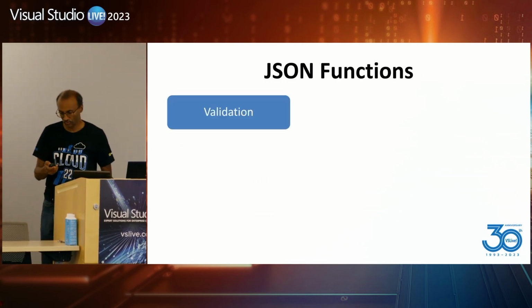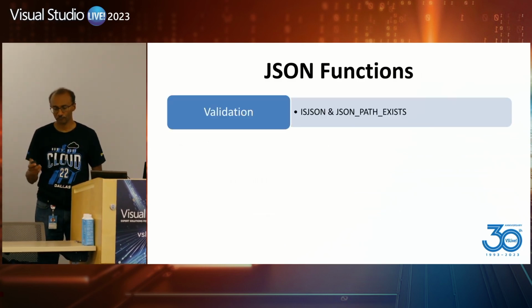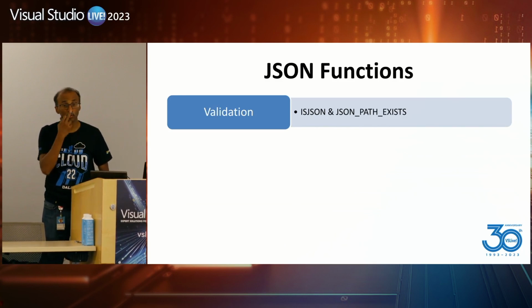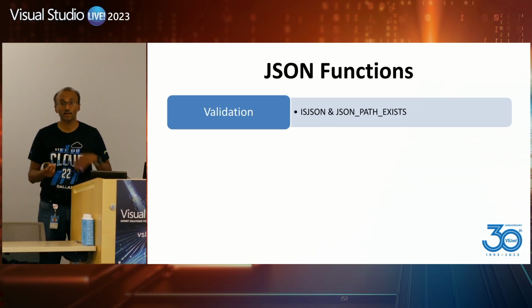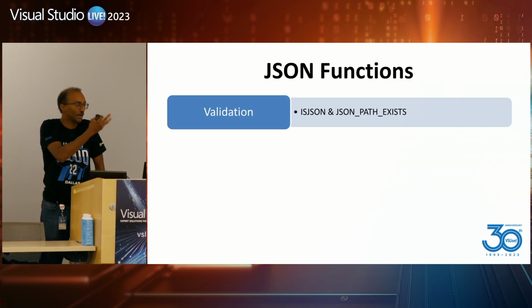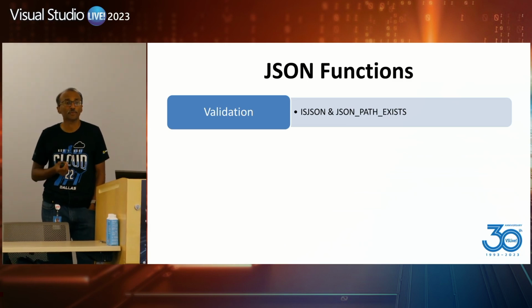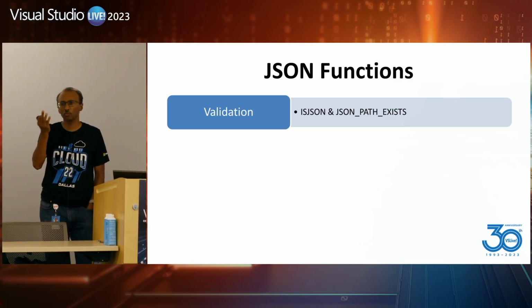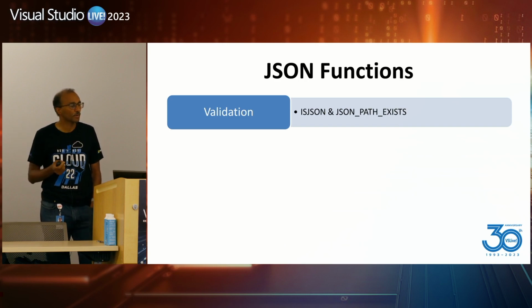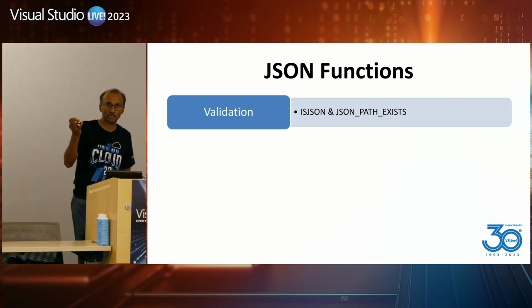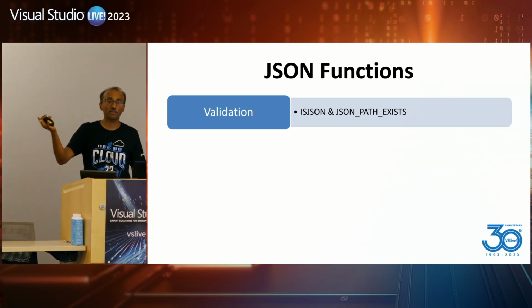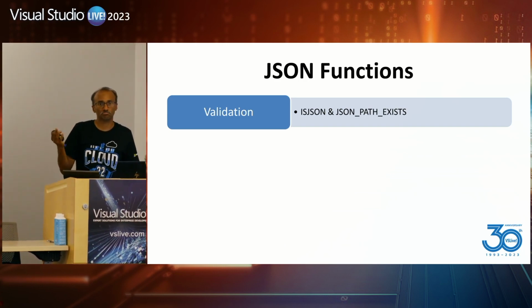So what are those functions? One of the first things you would want to do is, I'm getting a string, how do I know if it's valid JSON? So you want to validate it, and there are functions which can do that for you. This is similar to the isNumeric or isDate functions which we already have today. Here you can test a character string and check whether it contains valid JSON. If not, you can throw an error.